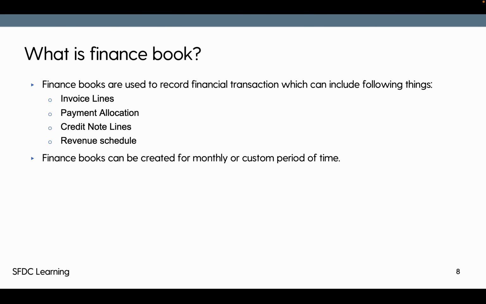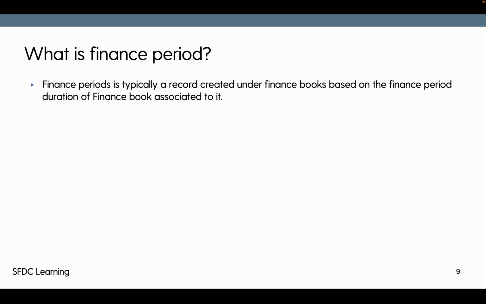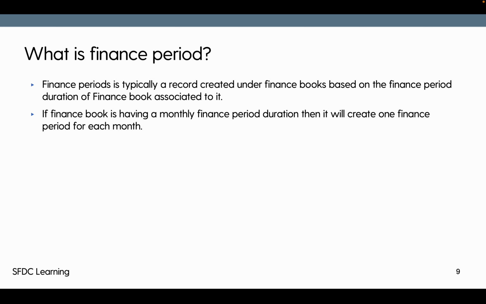Now this is not enough, right? Because where do we log these transactions? For that we have finance period. Finance periods are typically records created under finance books based on the finance period duration that we provide. If the finance book has a monthly finance period duration, then it will create one finance period each month. So for each month in the financial year, it will get created.